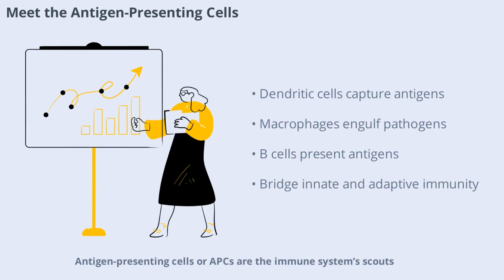Antigen-presenting cells, or APCs, are the immune system's scouts. The main types include dendritic cells, macrophages, and B cells. Dendritic cells are especially efficient at capturing antigens and alerting other immune cells. Macrophages, known for engulfing pathogens, also process and present antigens. B cells, while primarily known for producing antibodies, can also present antigens to helper T cells. These APCs play a crucial role in bridging the innate and adaptive immune responses, ensuring that the right cells are activated to fight off invaders.